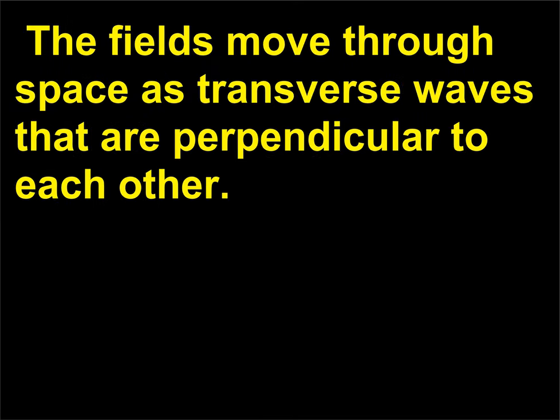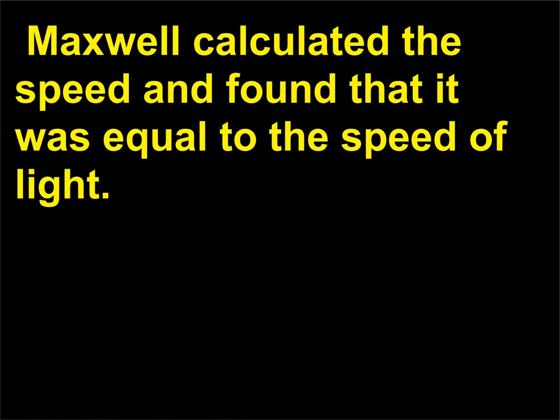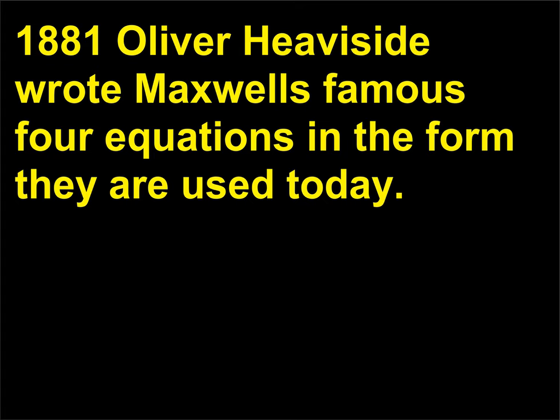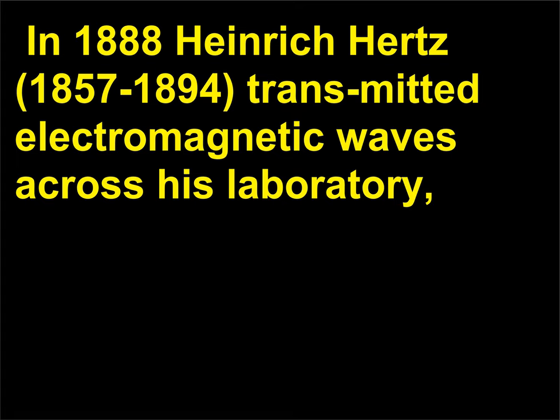The fields move through space as transverse waves that are perpendicular to each other. Maxwell calculated the speed and found that it was equal to the speed of light. He published his results in 1864 and a textbook on electromagnetism in 1873. In 1881, Oliver Heaviside wrote Maxwell's famous four equations in the form they are used today. In 1888, Heinrich Hertz, 1857-1894, transmitted electromagnetic waves across his laboratory, confirming Maxwell's theoretical work.